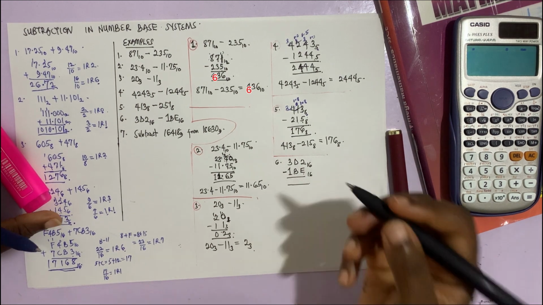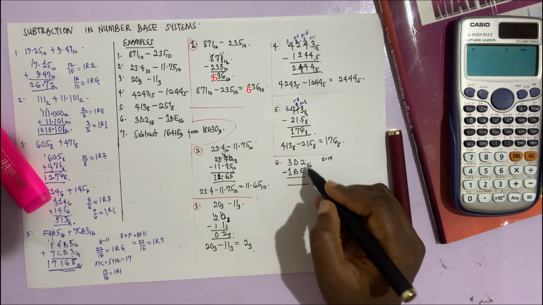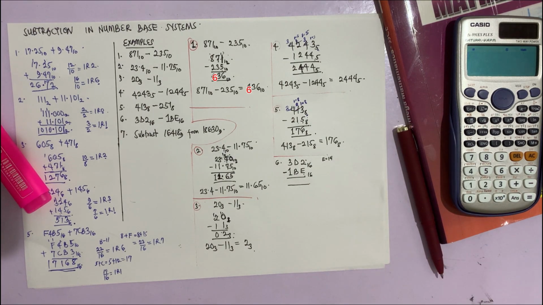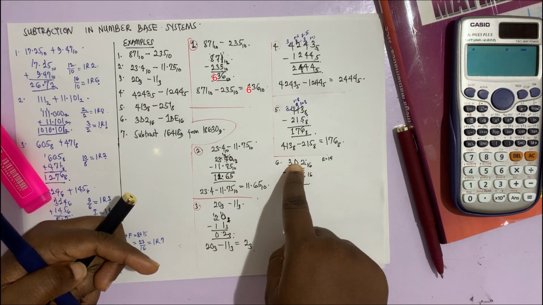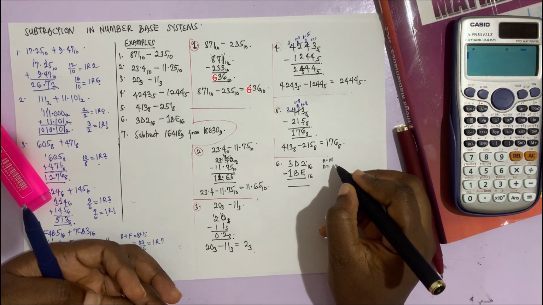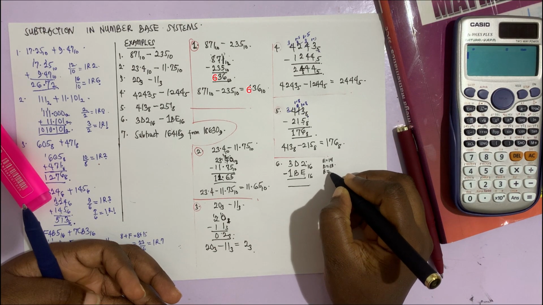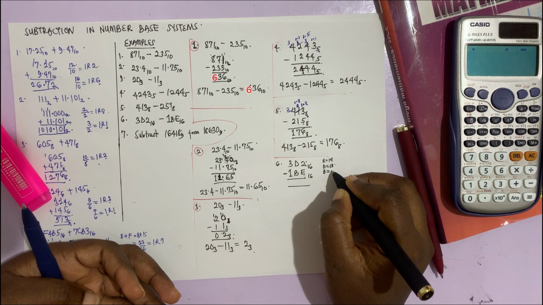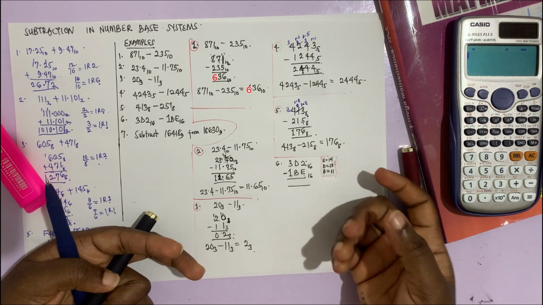So 2 minus E, where E is 14 in base 16. So 2 minus 14 is not possible, right? So what do we do? We borrow 1 from this D. But note that D in base 16 is 13, and B in base 16 is 11. 2 minus E, which is 2 minus 14, is not possible.